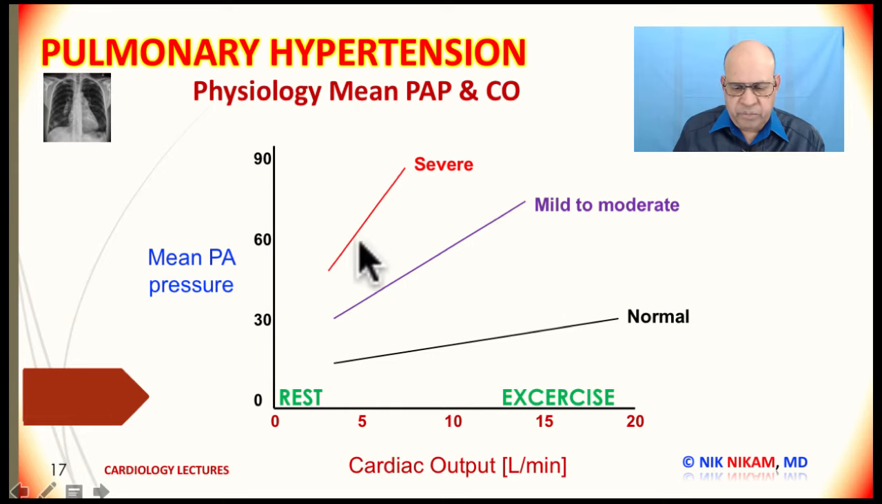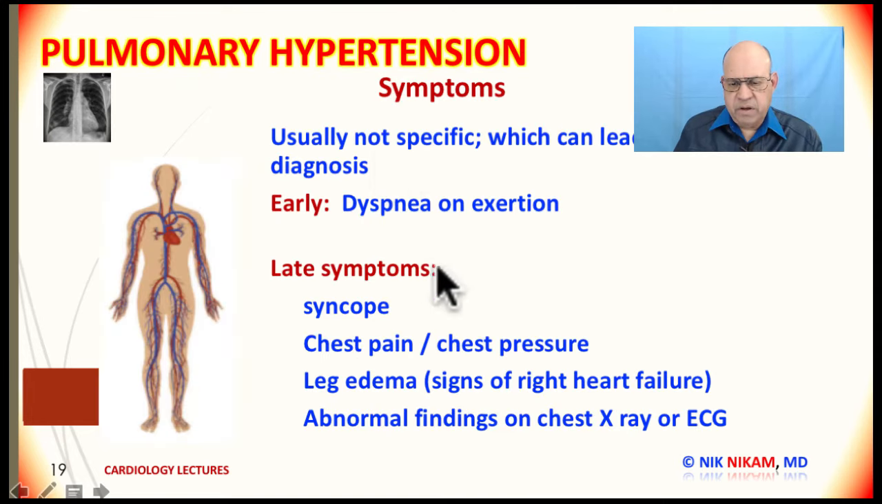And as you can see in patients with severe pulmonary hypertension, there is a dramatic increase in pulmonary arterial pressure with minimal exercise, and we may see similar changes in patients with rapid heartbeat where there is reduced diastolic filling time. Now let's look at some of the symptoms with which these patients present.